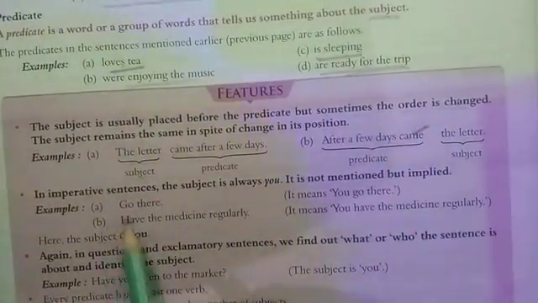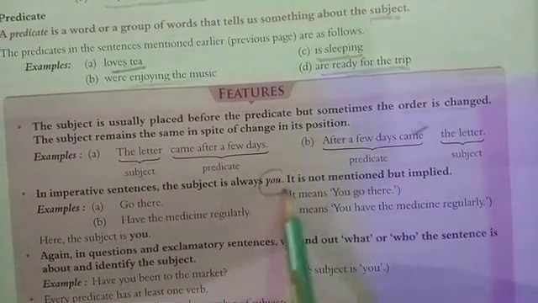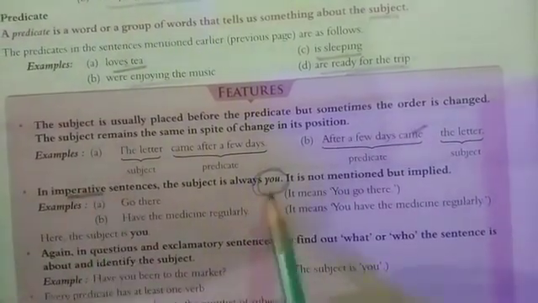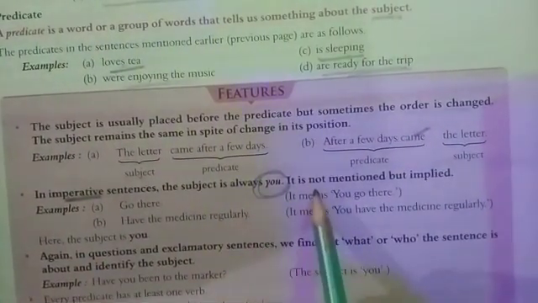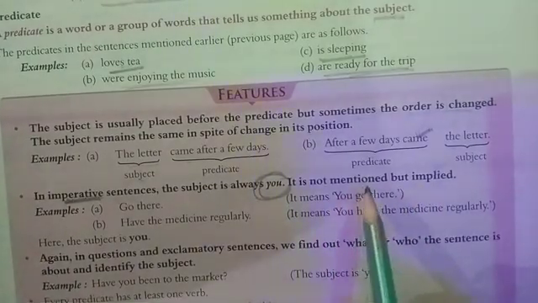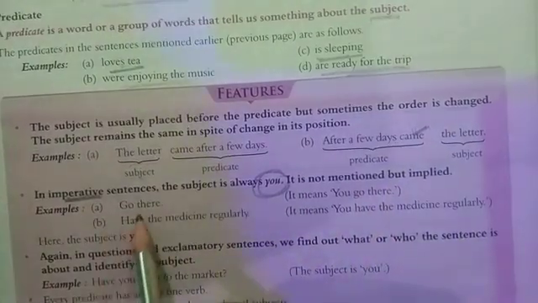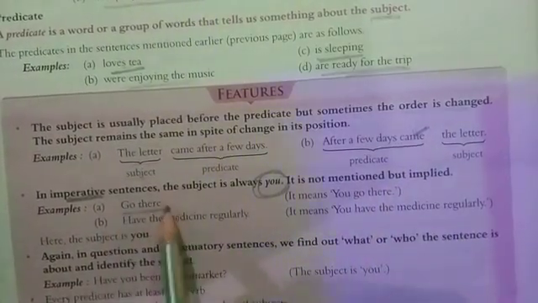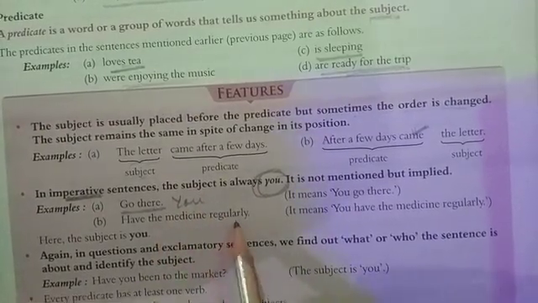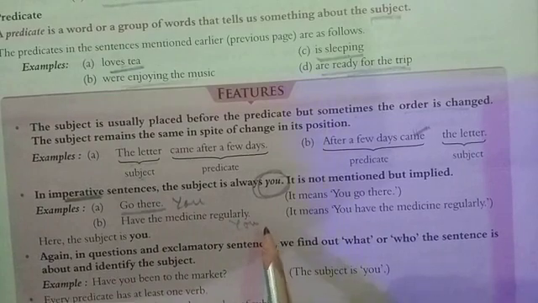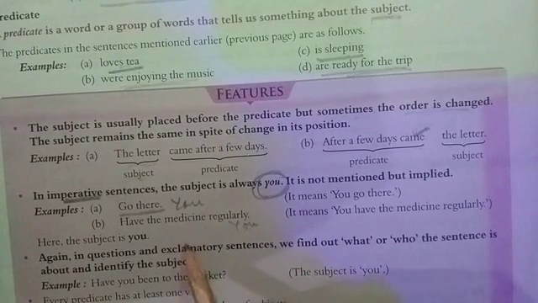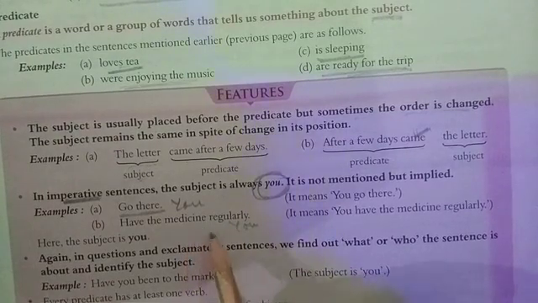In imperative sentences, the subject is always you. That you have to keep in mind. In the imperative sentence, the subject is always you, and it is not mentioned but implied. Like here, go there. Go there means you go there. Have the medicine regularly. Here also the subject is you. In both cases, go there or have the medicine regularly, the subject is you.